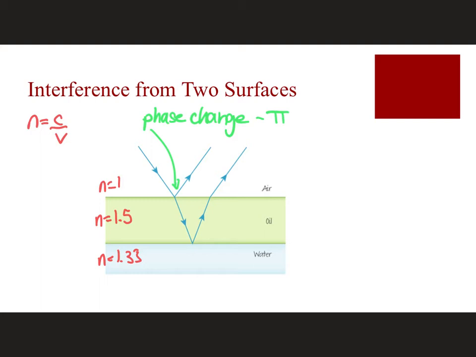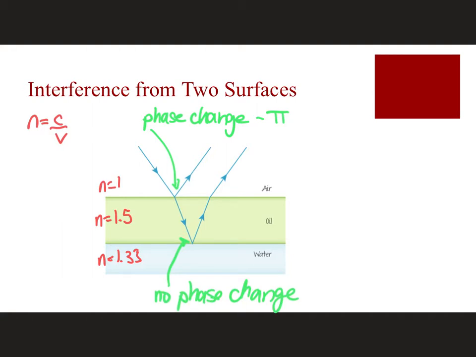Now we have something else going on. If you take a look, this ray here that's now going to travel through the oil, when it hits this boundary, now I'm going from something that's more optically dense to less optically dense. So in this case, I will not have a phase change.